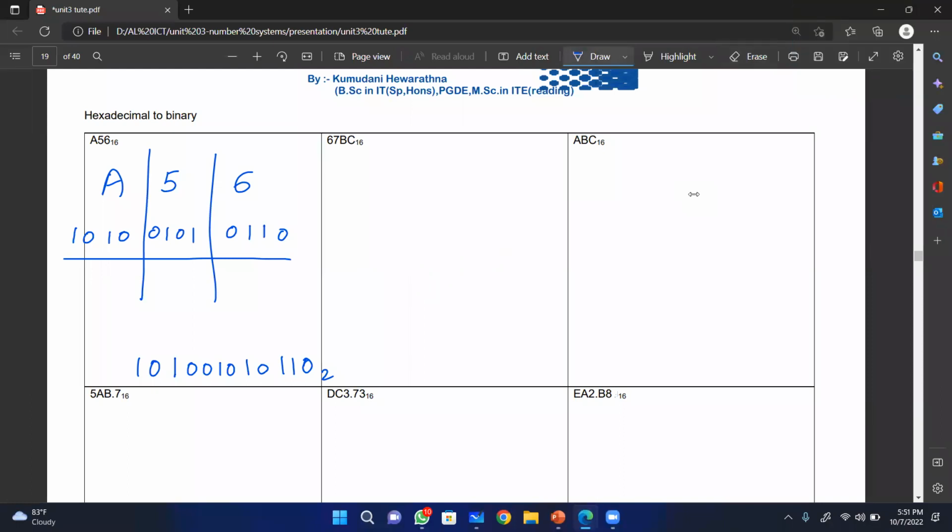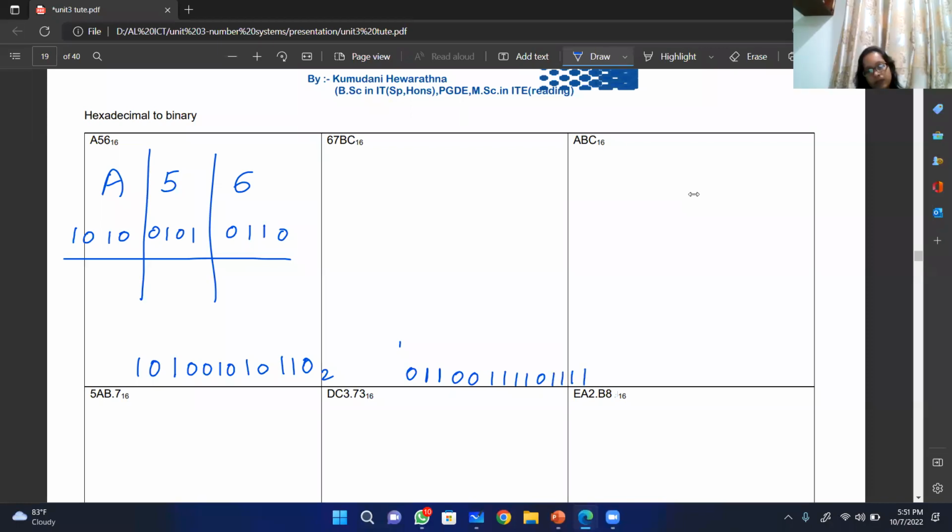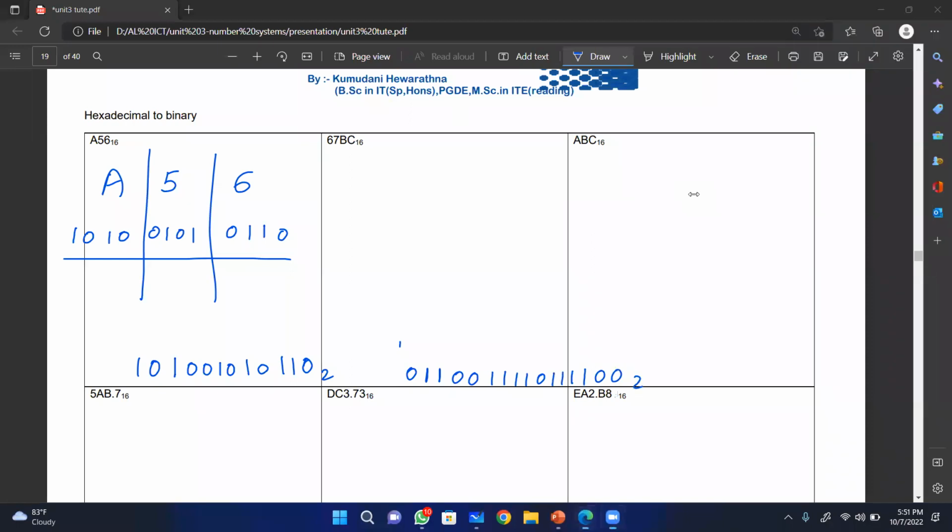I got 0, 1, 1, 0, 0, 1, 1, 1, 0, 1, 1, 1, 0, 0, base 2. Right. Let's see. 0, 0, 1, 0, again 4 ones. Yes. Gauravi has also taken the same, so maybe it's correct.